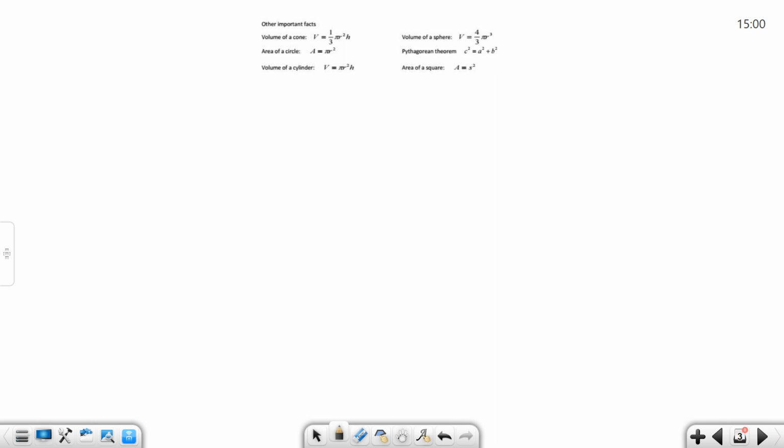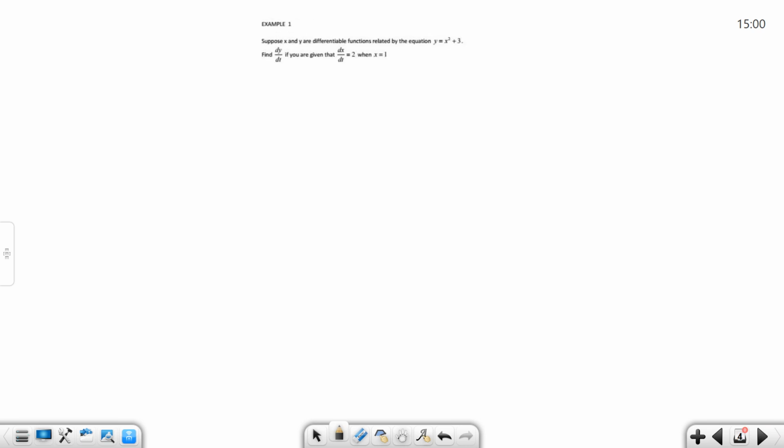Here are some formulas that you'll apply in this section. Now notice I said apply. This particular part will be given to you on your online test so that you do not have to memorize them. Now you'll have to know which formula goes with which topic, but you will not have to memorize these formulas.